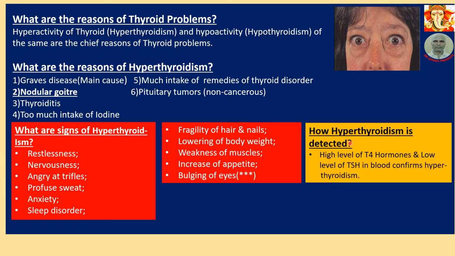How is hyperthyroidism detected? As a doctor, you must know this thing. A high level of T4 hormone and a low level of thyroid stimulating hormone in blood confirms hyperthyroidism. That is, if you order an exhaustive blood analysis, these two hormones, T4 and TSH, will be measured, and you will see T4 hormone at a high level and TSH hormone at a lower level. That confirms hyperthyroidism. The person is suffering from hyperthyroidism.